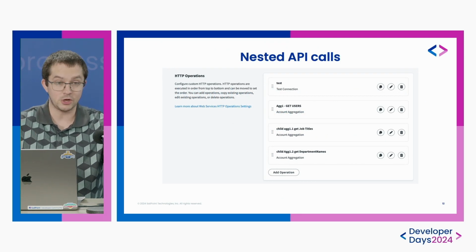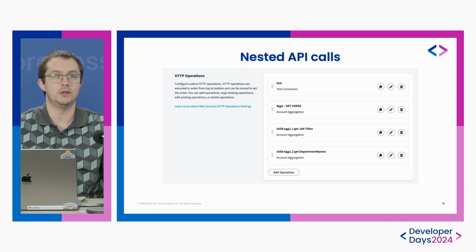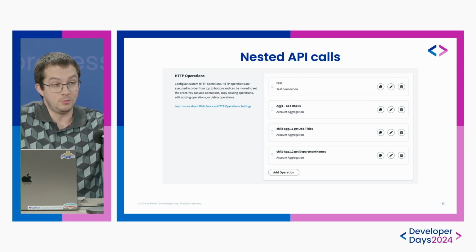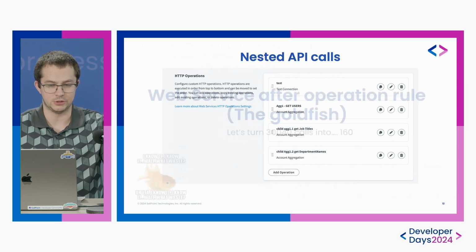So again, I will touch on this in a moment here, but effectively this is your flow. You have your aggregation with a child based on the ID of the user to get your job title, get your department name, and keep going. It's simple, you can do it directly in the UI, but it's not the most efficient.